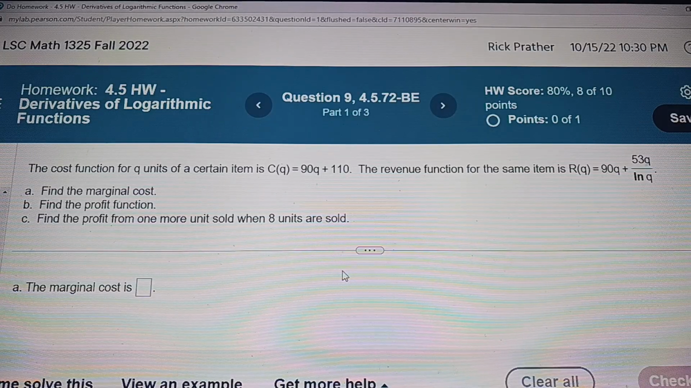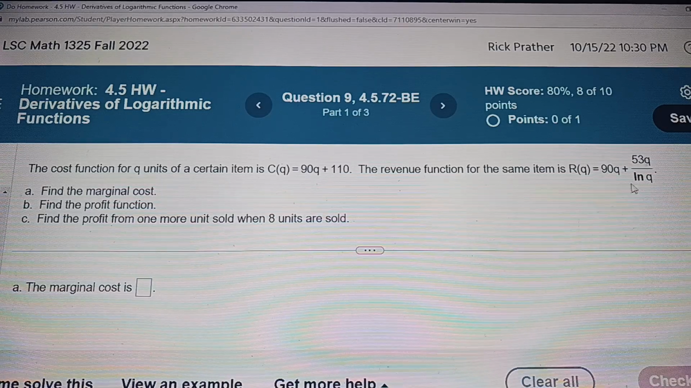Okay, we got two of these business problems remaining. The cost function for Q units of a certain item is C of Q equals 90Q plus 110. That's linear. Cost function is linear. The revenue function for the same item, R of Q, is 90Q plus 53Q over ln of Q. That's not linear, 3 parts. Find the marginal cost, find the profit function, find the profit from one more unit sold when 8 units are sold.